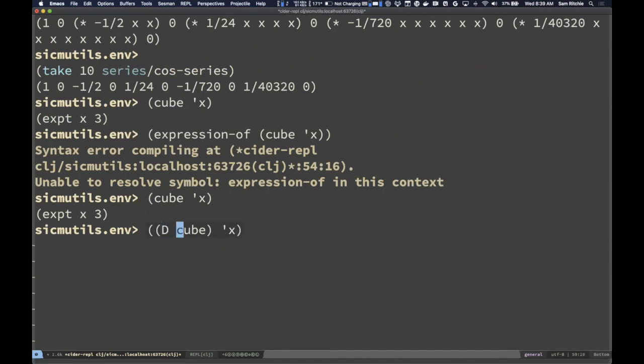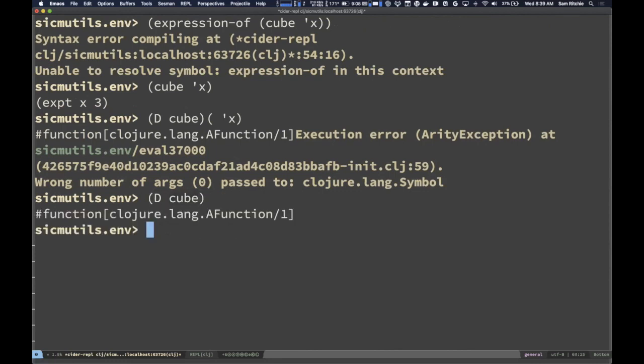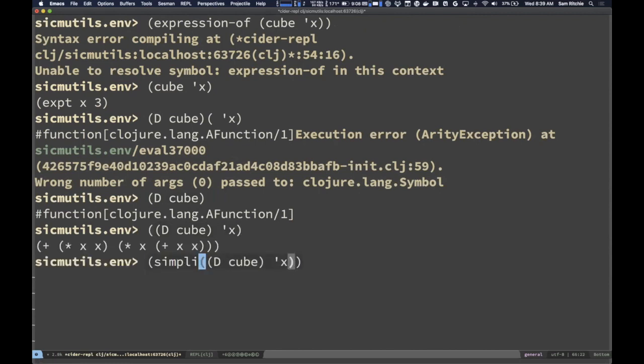One thing you may remember is that to take a derivative of something that looks like this, you move the exponent down and you take one off the exponent. So this should be 3x squared. So if I say d of cube, I get a new function out. And d of cube, if I pass x to it and then simplify that, is 3x squared.